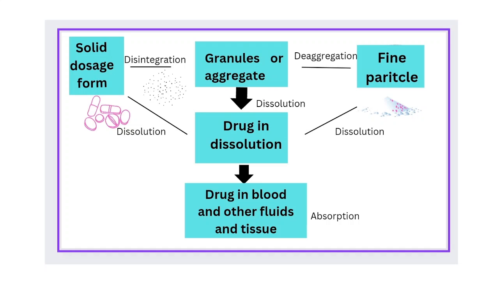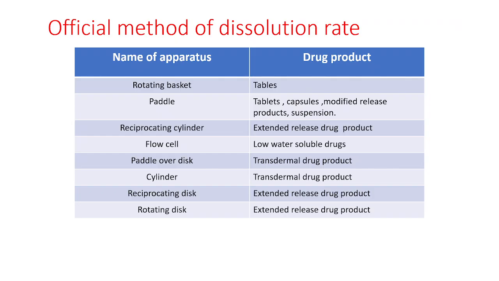Directly, the solid dosage form can be dissolved, and then it gets into the blood and other fluids and tissues. If the granules are deaggregated into fine particles, these fine particles directly dissolve. Then the dissolved drug reaches the blood and other fluids and tissues. Let us see the official methods of dissolution rate.